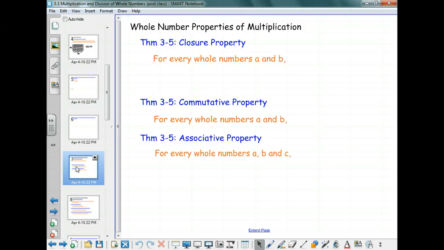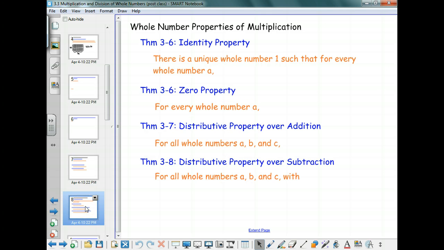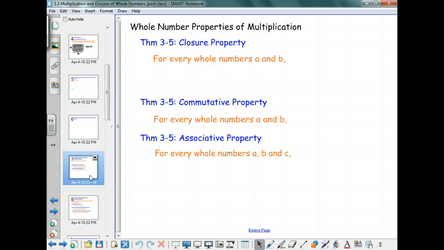All right, so the first one is the identity property. We had, I'm sorry. On the wrong screen. The first one's a closure property. Yeah, there I am. Sorry, I was in the wrong spot.